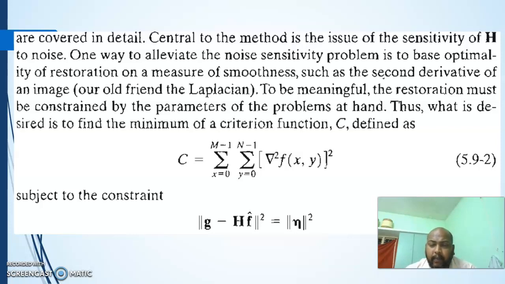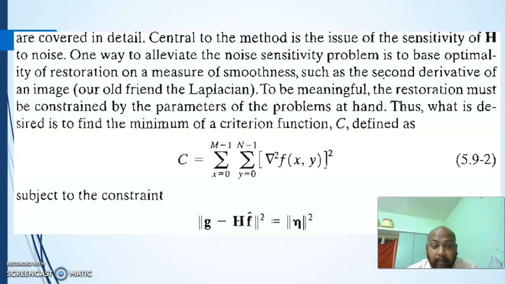The problem in creating the filter is the sensitivity of H to noise, that is, the sensitivity of the filter's system function to noise. One way to alleviate the noise sensitivity problem is to base the optimality of restoration on a measure of smoothness, such as the second derivative of the image, that is the Laplacian function. To be meaningful, the restoration must be constrained by the parameters of the problem at hand.